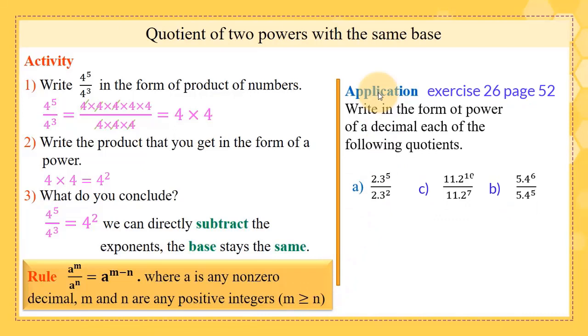Solve as an application. Please pause the video to solve. Solution. 2.3 exponent 5 over 2.3 exponent 2 equals 2.3 exponent 5 minus 2, which is equal to 3. We have the base 11.2, we subtract the exponents 10 minus 7 to get 3. We have the base 5.4, we subtract the exponents 6 minus 5 to get 1.